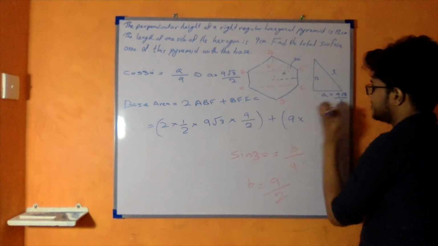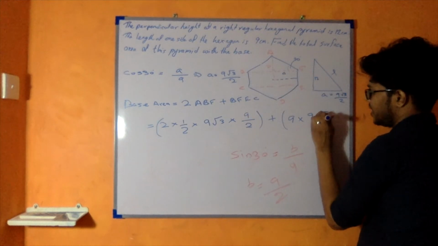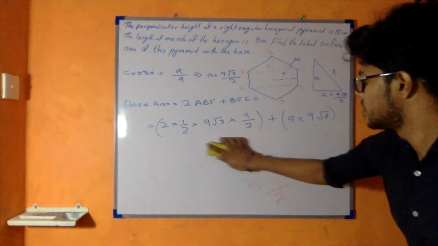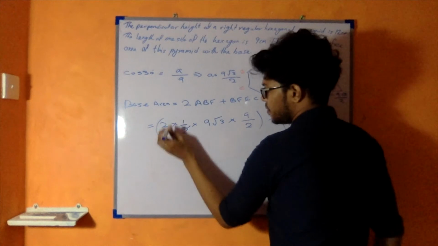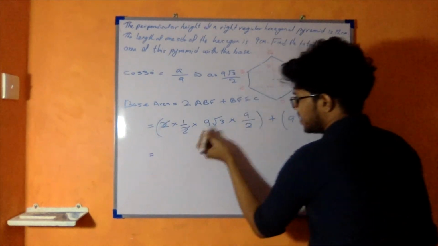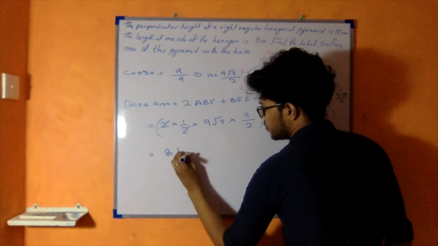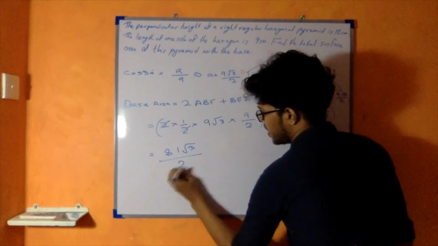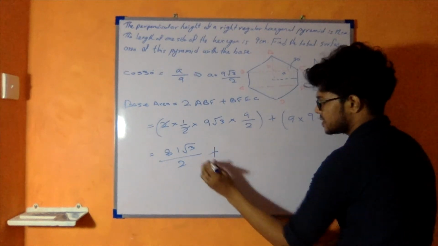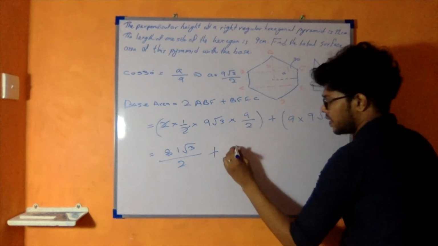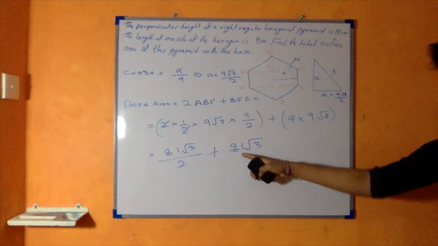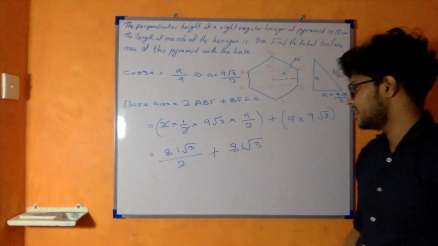You already saw it is 9 root 3, right? So then your area is going to be 2 to 2 will cancel off. Then it is going to be 9 times 9, 81 root 3 divided by 2, plus 9 times 9, which is 81 root 3. So it is going to be 81 root 3 divided by 2 plus 81 root 3.